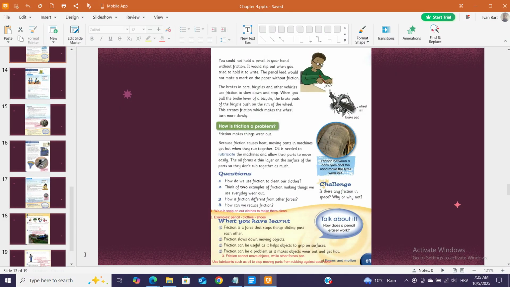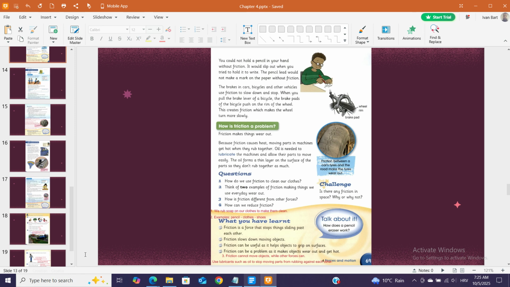How is friction a problem? Friction makes things wear out. Because friction causes heat, moving parts in machines get hot when they rub together. Oil is needed to lubricate the machines and allow their parts to move easily. The oil forms a thin layer on the surface of the parts so they don't rub together as much.